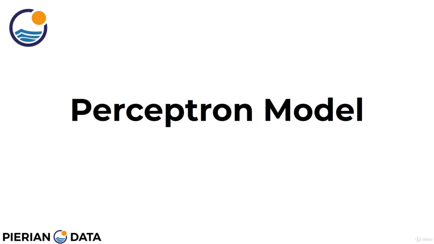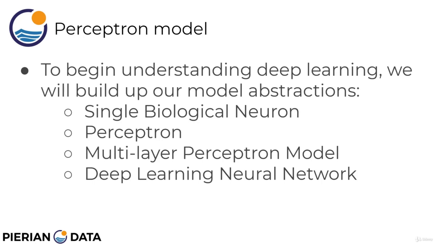Welcome back everyone to this lecture on the Perceptron Model. To begin understanding deep learning, we're going to start by actually building up our model abstractions. We're going to begin by exploring what real single biological neurons look like. Then we'll model those mathematically as a single perceptron, see how we can group together perceptrons, or artificial neurons, to build out a multi-layer perceptron model, and then see how that expands to a deep learning neural network framework.